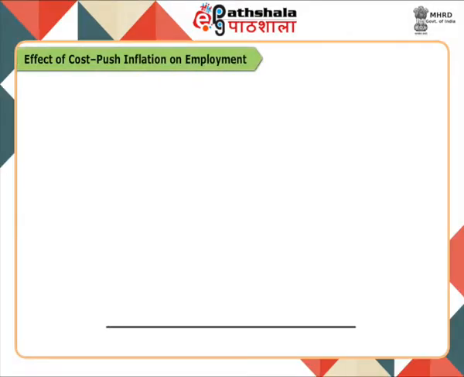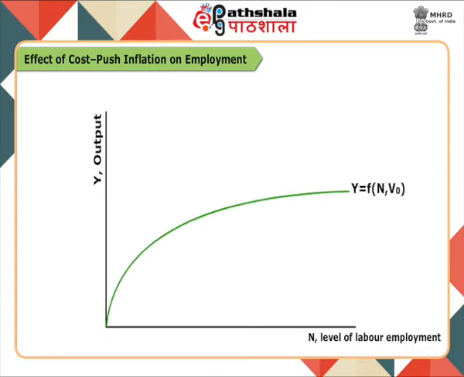In the diagram, N represents level of labor employment and Y represents output. Initially, the production function is given by Y is equal to function of N, V0. V0 represents other factor inputs except labor, which is at fixed level. When the level of output is at Y0, the employment level along with original production function is N0. Due to cost push inflation, the equilibrium output level reduced to Y1. However, the impact of cost push inflation on employment depends upon production function.